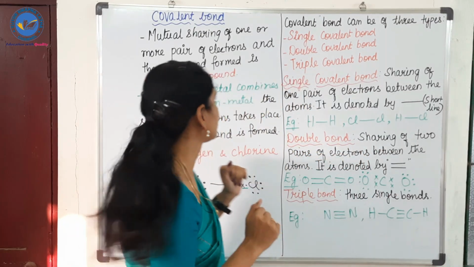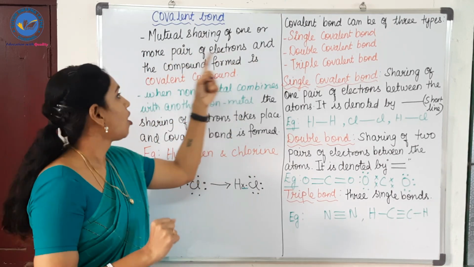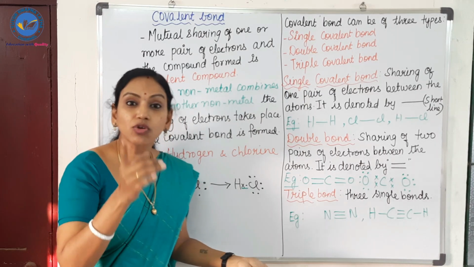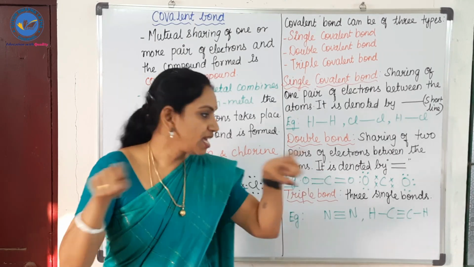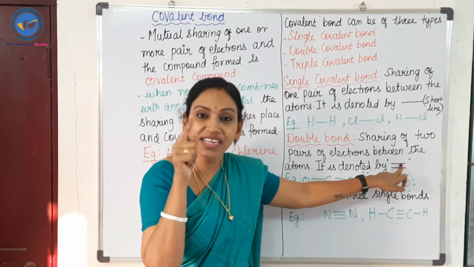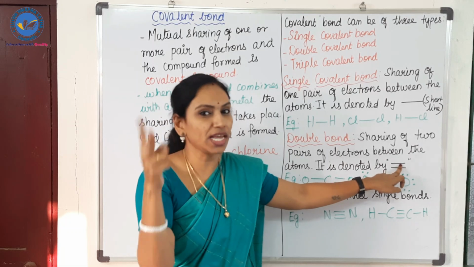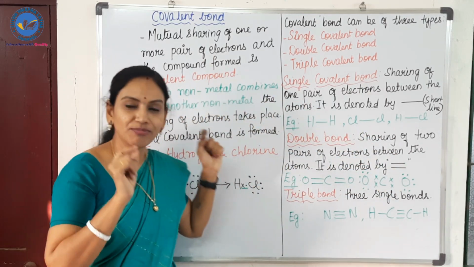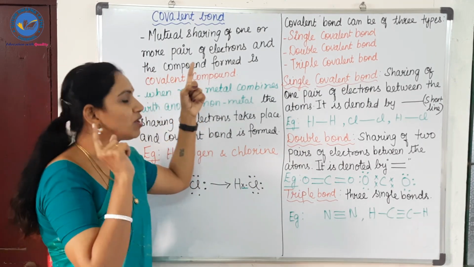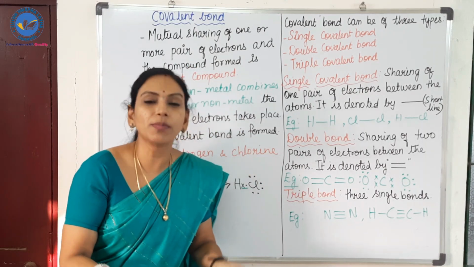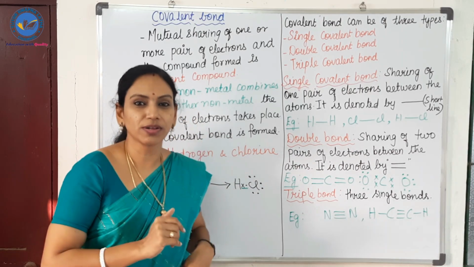Let's see the definition. Covalent bond: mutual sharing of one or more pairs of electrons. Electrons don't come singly. It needs a pair to form a bond. If I write a bond like this, it means it has two electrons. A bond is made up of two electrons. That is why I have mentioned one or more pairs of electrons. And the resultant compound formed, we call a covalent compound or covalent molecule.